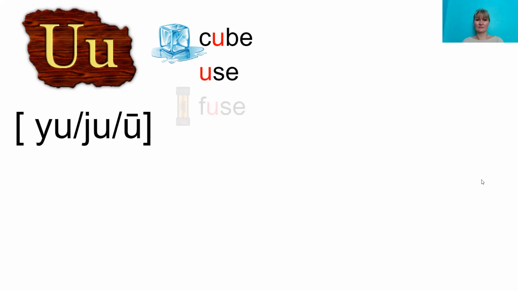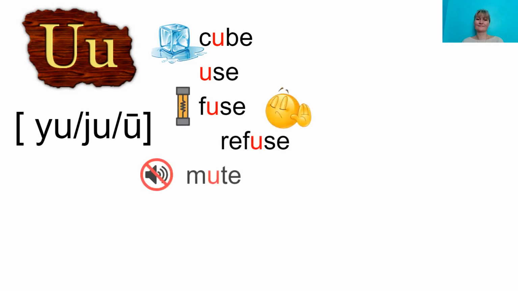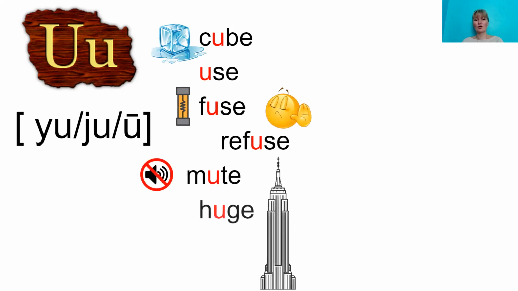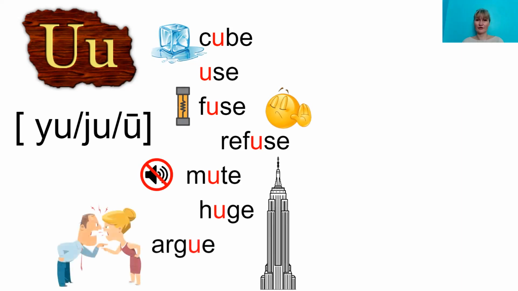So let's read some of the examples like cube, open syllable, use, open syllable, fuse, refuse, mute, huge, argue. So all of those are open syllables and the U says its name. Now, when the syllable is closed, U says A.